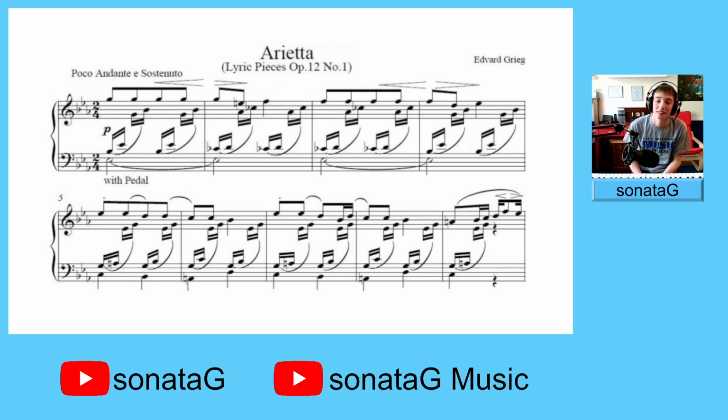Okay. So, let's take a look at this in a little bit more detail. This is Grieg's Arietta from the Lyric Pieces. If we look at the first line, we have a regular grand staff with a treble clef in the top line and a bass clef on the bottom line. Then we have the key signature, which we're not going to do today.